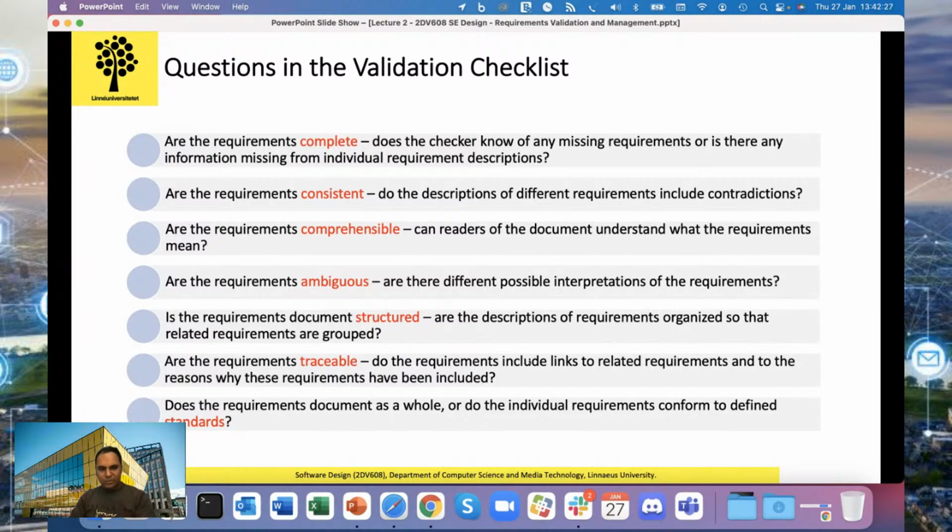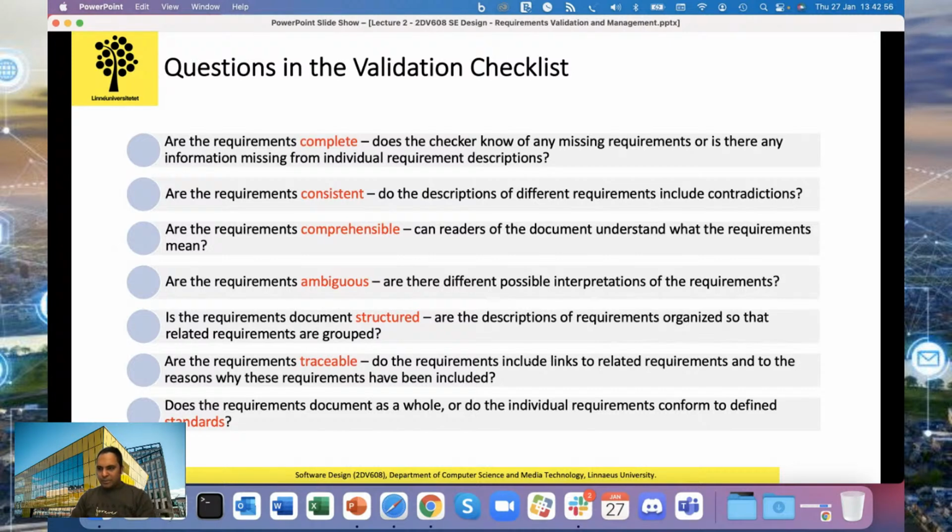I'm not going through each of the individual validation checklist questions, but they are obvious and self explanatory. If you have any problems understanding them, you are welcome to ask questions during the tutoring sessions. But you will need to use this validation checklist also as part of your assignment, so make sure you understand them well.